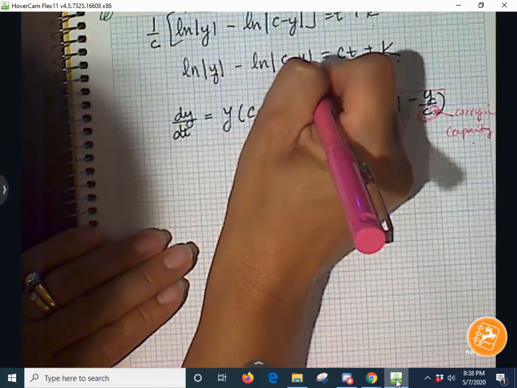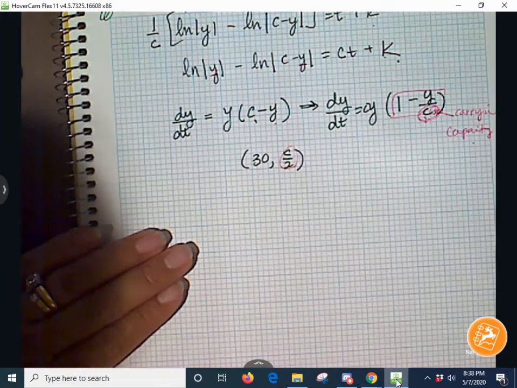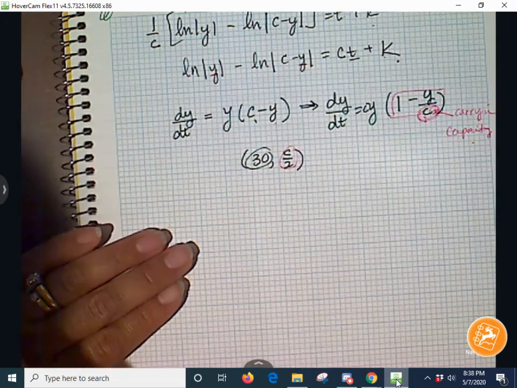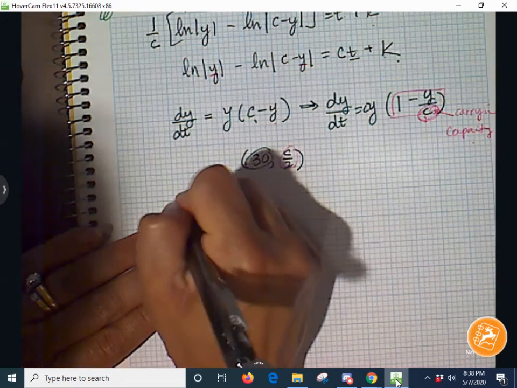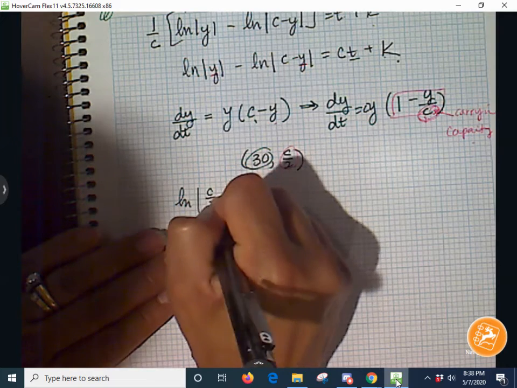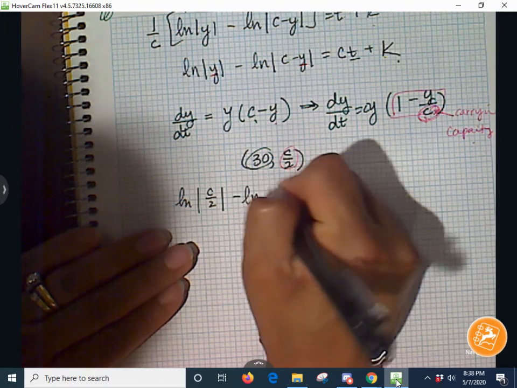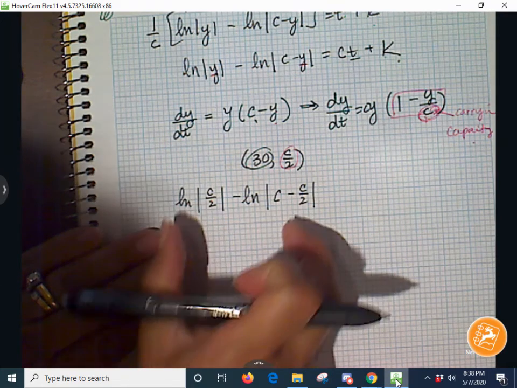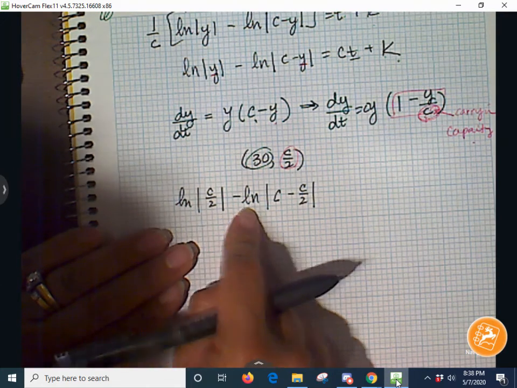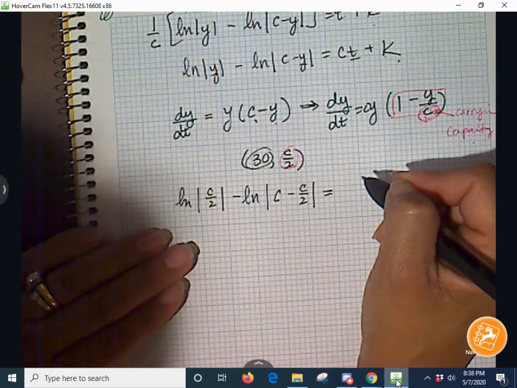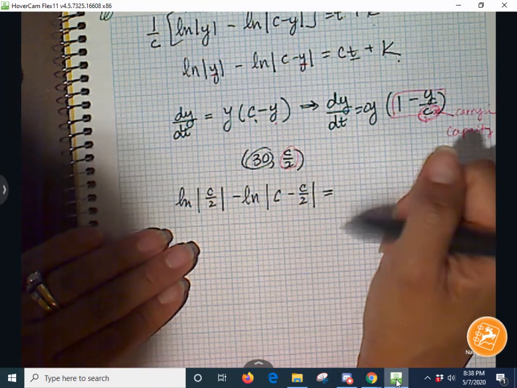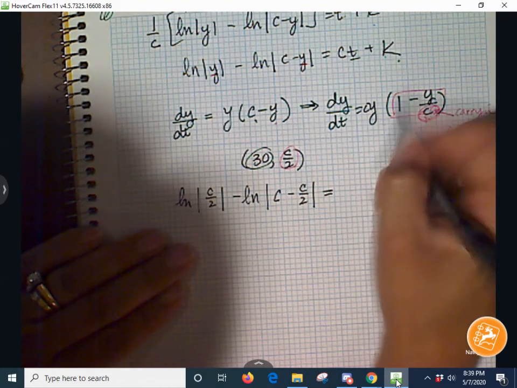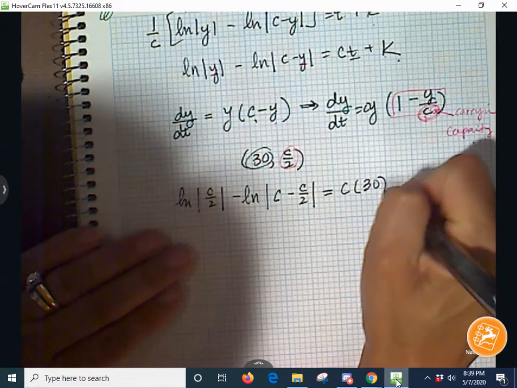Okay, so now I'm going to replace all my y's with c over 2, and then all my t's, which there's only one, with 30. So here we go. So we'll have natural log absolute value of c over 2 minus natural log absolute value of c minus c over 2. And also, you could put these two together as a fraction because that's the log of logs, but I think they did it later on. But I'm going to try to stick with theirs so that you can follow along easily. And then we have c times 30 plus k.